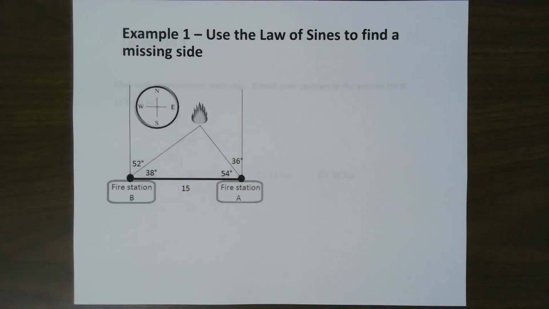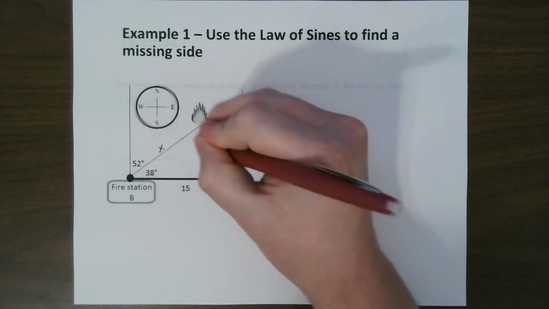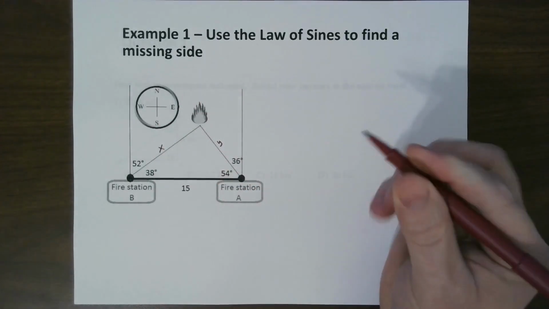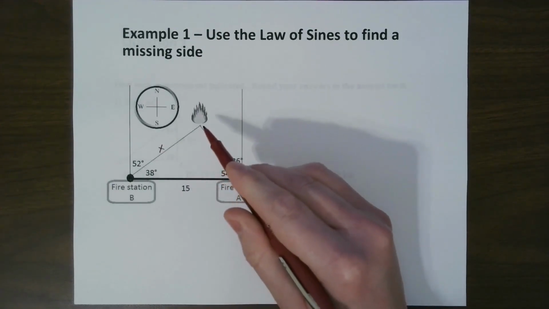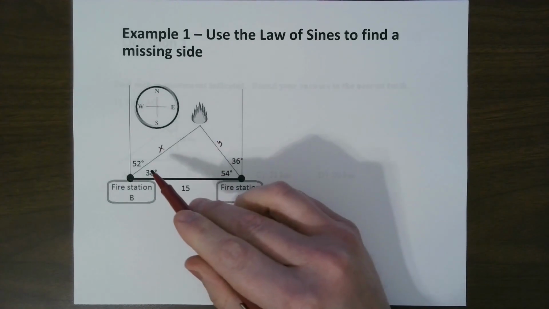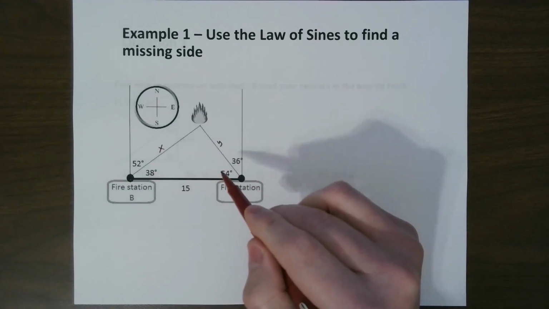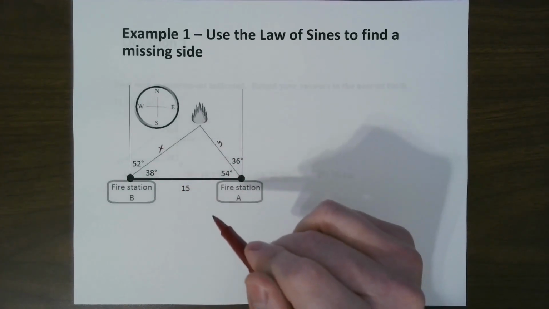So it says use the law of sines to find the missing side. So what we've got to do is, actually I think we're going to find both sides. We're going to find this side and this side. But before we can do that, we need to find a ratio where we've got numbers opposite from each other. Because right now we've got 38, doesn't go with that one. 54 doesn't go with that one, we don't know.